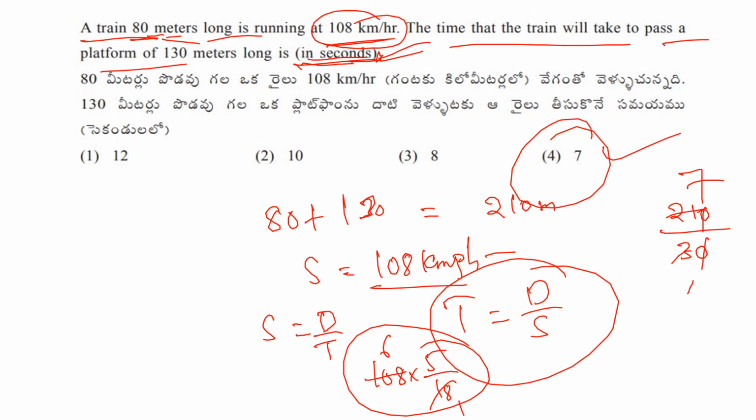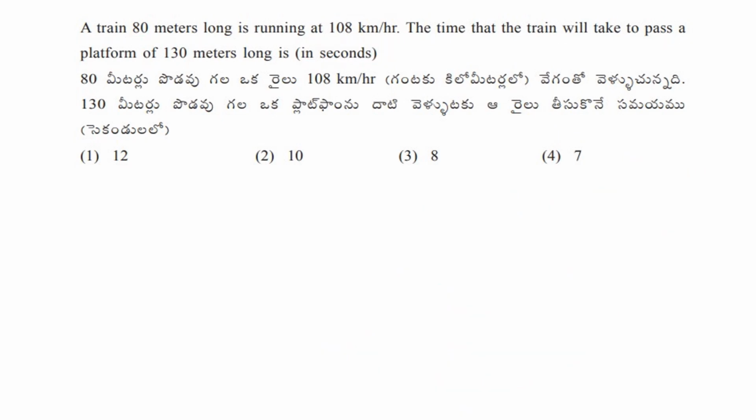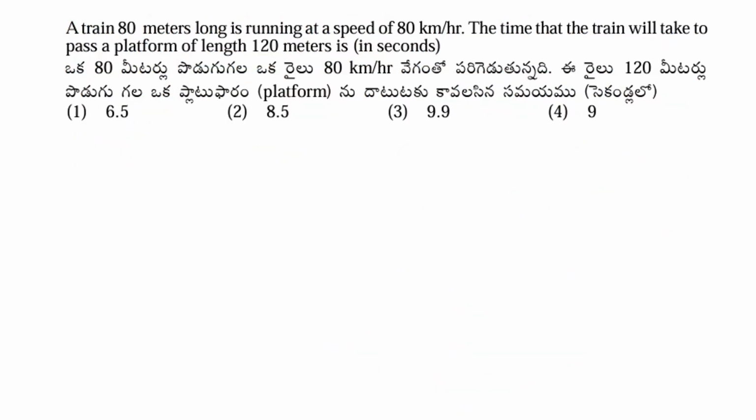So this is how we can solve these types of questions. Because it was asked in the Telangana SI prelims paper. This is the question. Got it? Let's move on to the next question. It's also the same one, right? A train 80 meters long is running at a speed of 80 km per hour. The time, same question, just the same as the previous question. Just the values got changed.